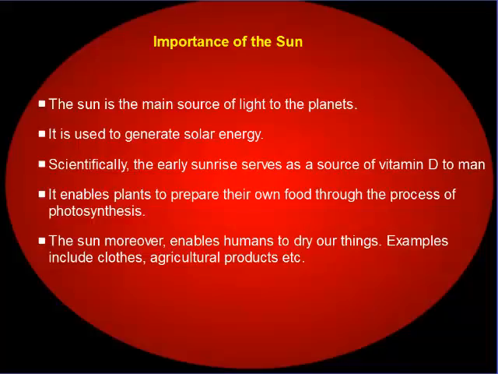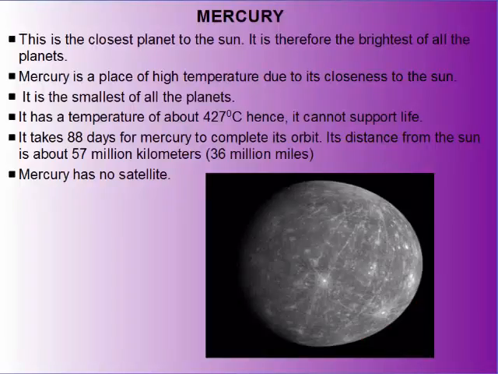So now, away from the sun, we're going to look at the other 8 planets. So first, we look at Mercury. Mercury is the closest planet to the sun. It is therefore the brightest of all the planets because of its closeness. Mercury is a place of high temperature due to its closeness to the sun. It is also the smallest of all the planets. It has a temperature of about 427 degrees Celsius, hence it cannot support life.